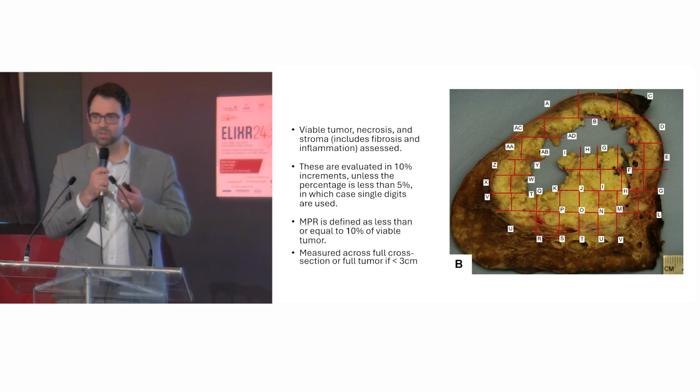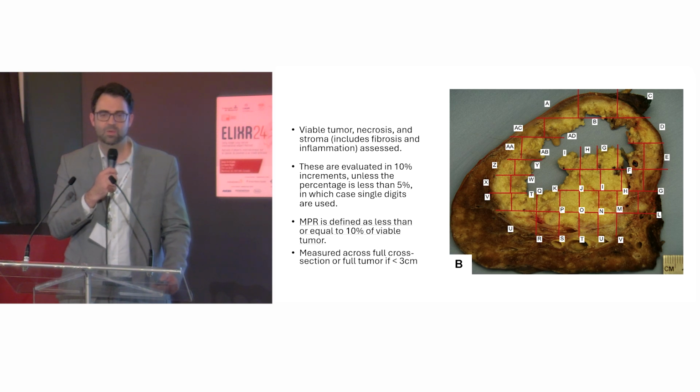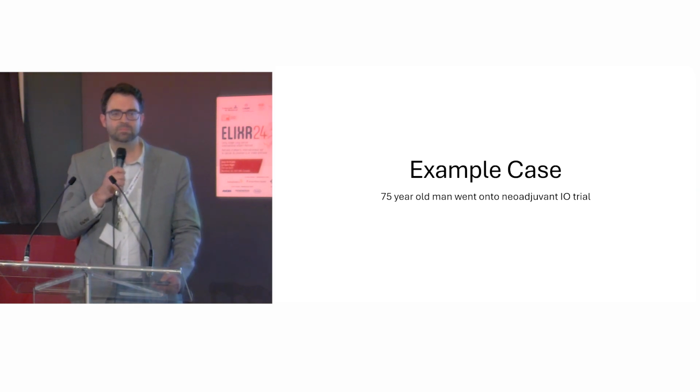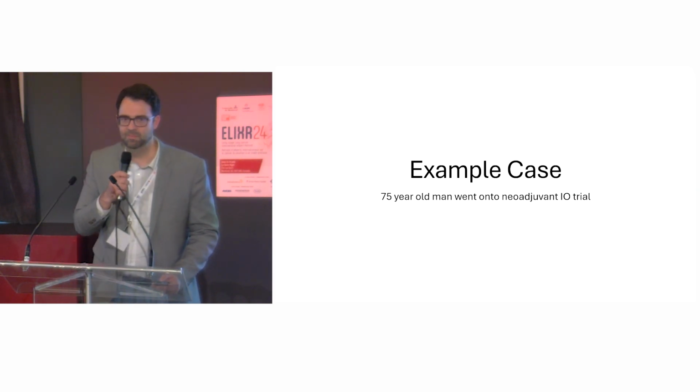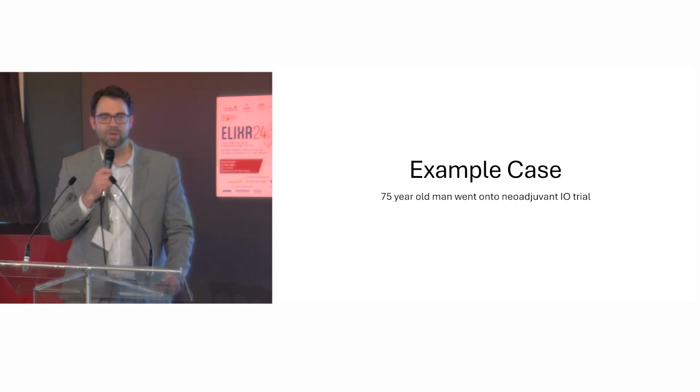And when we actually look at the tumor, we submit a full cross-section of the tumor. This is just the IASLC guidelines. And if it's less than 3 centimeters, you submit the whole thing and look at the whole tumor resection bed. So this is an example. John likes this example. This is a 75-year-old, chemo-IO.